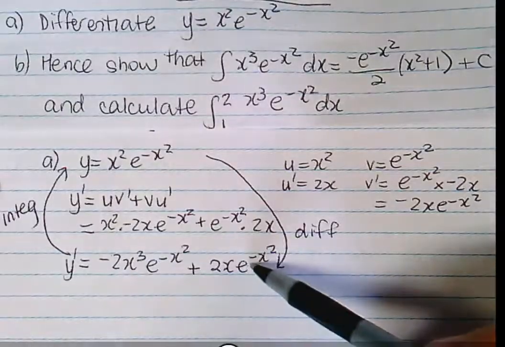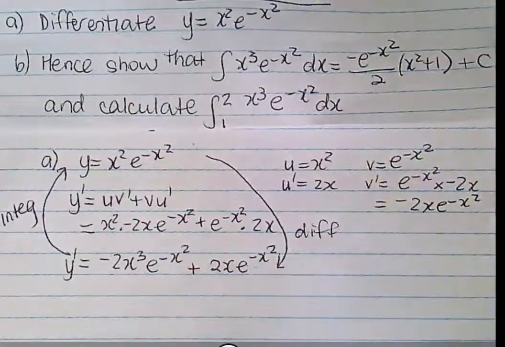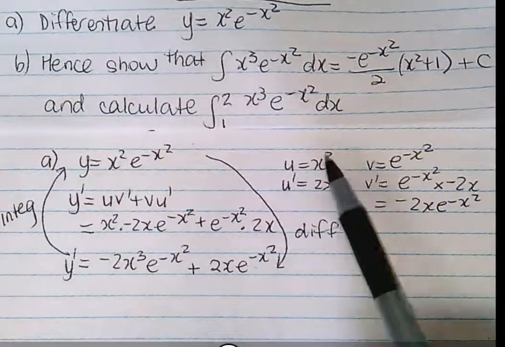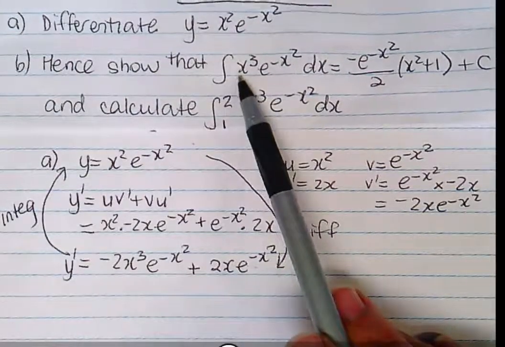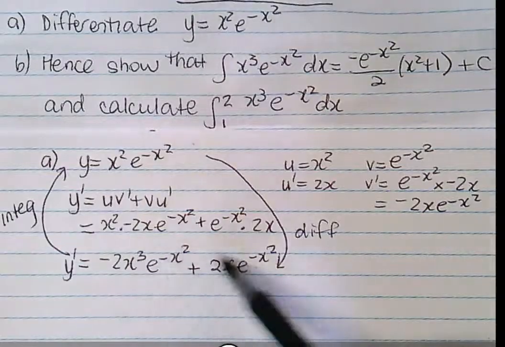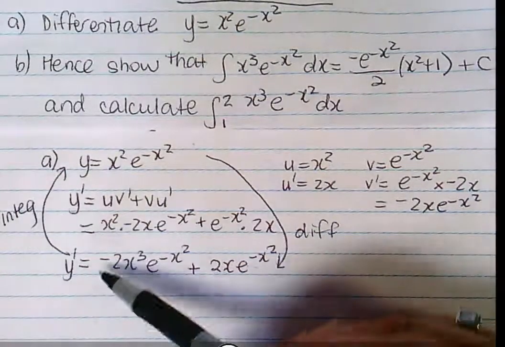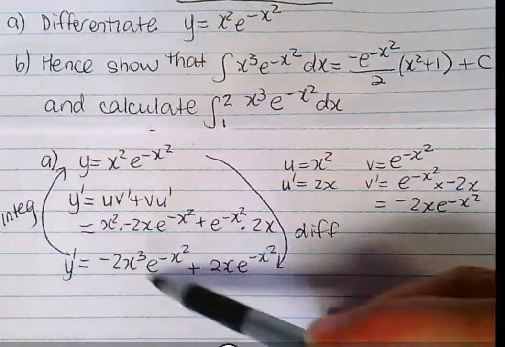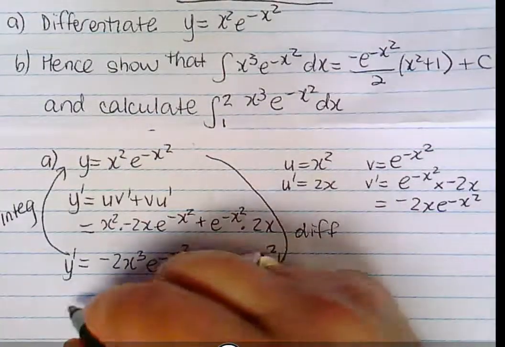Remember, that's differentiating. And integration is the reverse process. If I integrate this answer here, I will get that there. So we're going to start with that. Notice they're asking us to integrate x cubed e to the negative x squared. Now we don't quite have that, but we'll have to adjust coefficients somewhere.